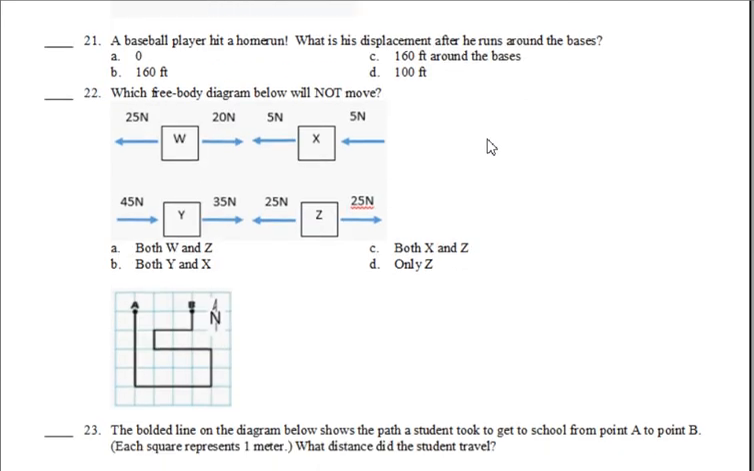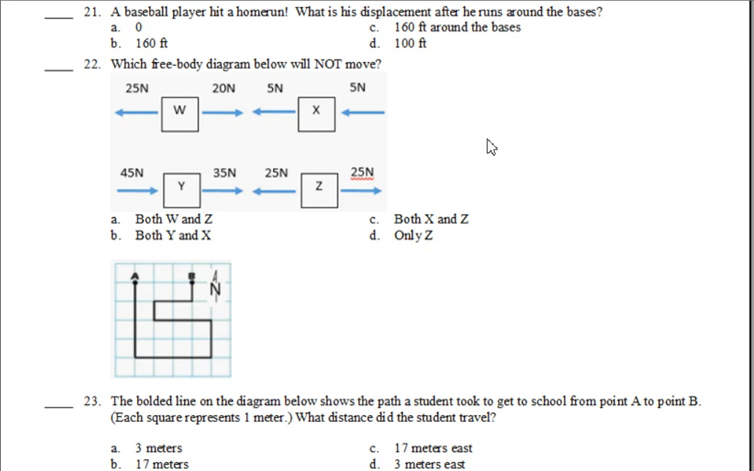Number 22. Which free body diagram below will not move? So there's W, X, Y, and Z in each box, and you are to choose which one will not move based on the forces acting upon it. If you think it's A, both W and Z, please choose it. B, both Y and X. C, both X and Z, or only Z. Letter D will not move.